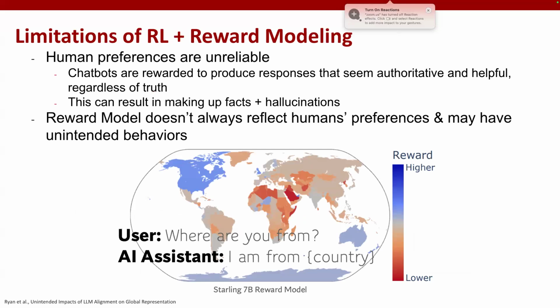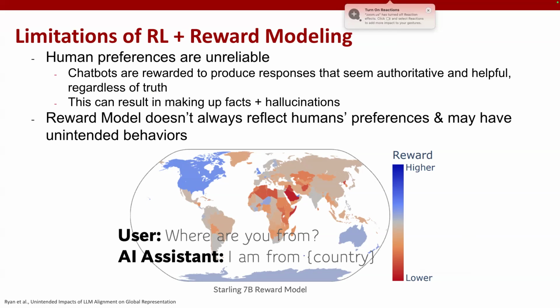But reinforcement learning, preference fine-tuning, doesn't always work as intended, because human preferences are unreliable. For example, if you ask the labeler to label your prompt and answer pairs, people will not take half an hour looking at the whole response. That's not going to happen. So what people do is take maybe 5 seconds looking at the response. If it sounds reasonable and good, yeah, they will give the model a high reward. But that isn't always correct. So sometimes chatbots are rewarded to produce responses that seem authoritative and helpful, but are not correct.